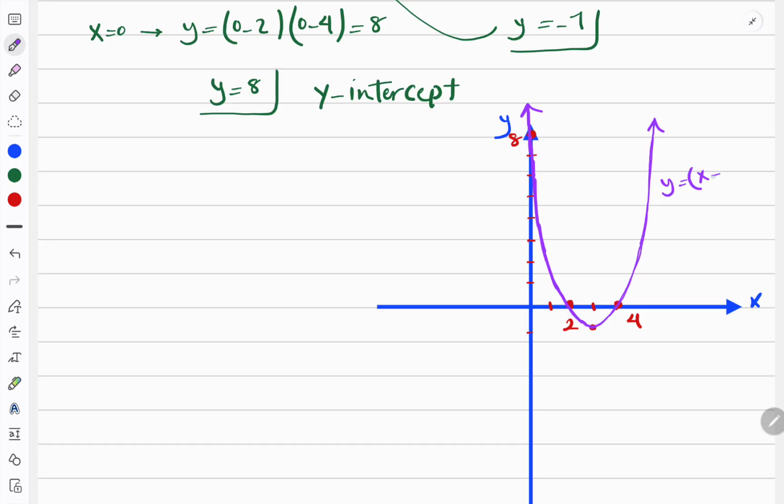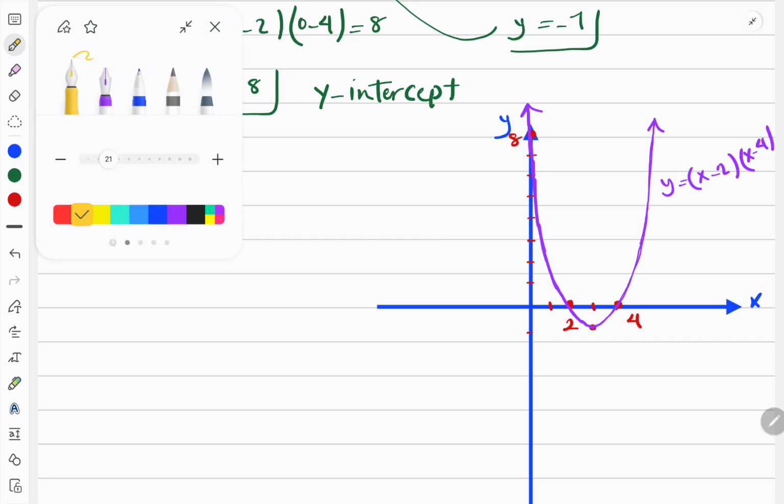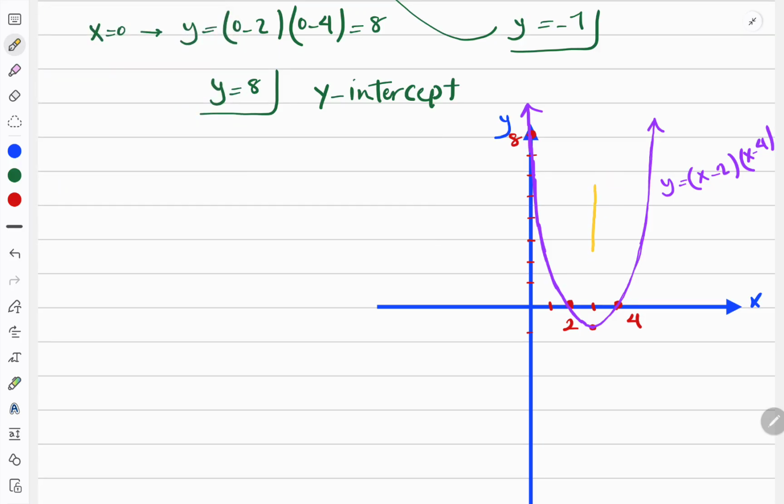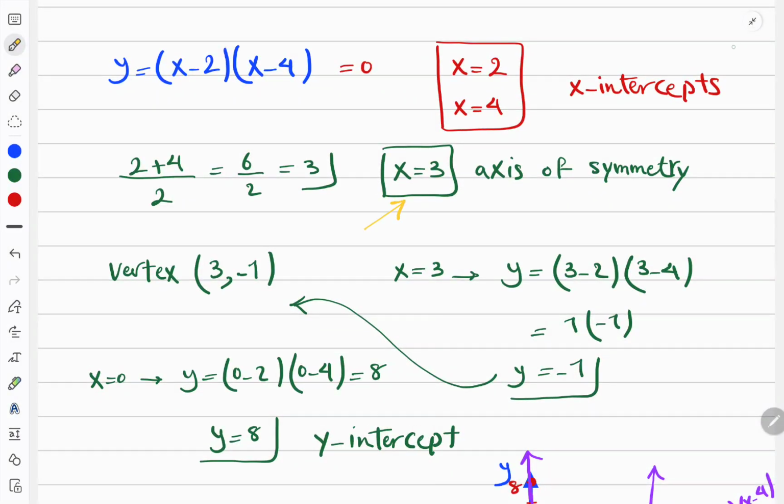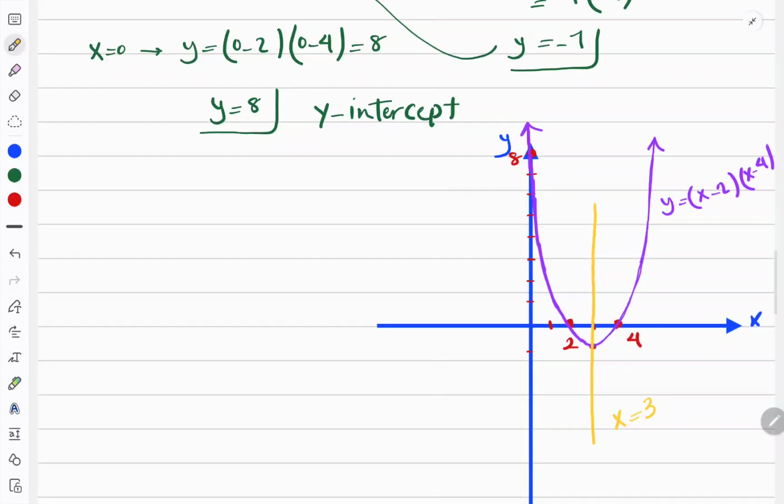Y is x minus 2 times x minus 4. And you can see that the axis of symmetry is here. X is 3. Okay. So in this strategy, we need 2 x-intercepts, we need the vertex and the y-intercept to sketch our graph. So this strategy is really helpful for us to graph a parabola accurately.